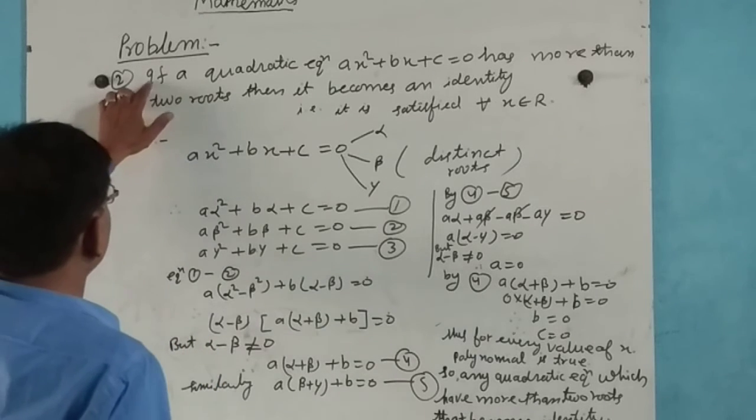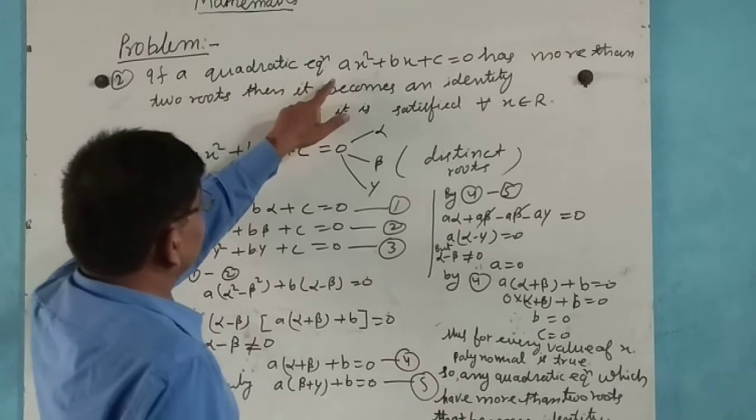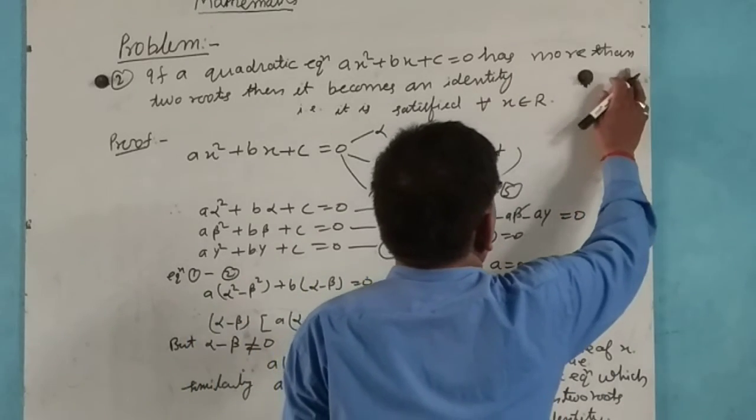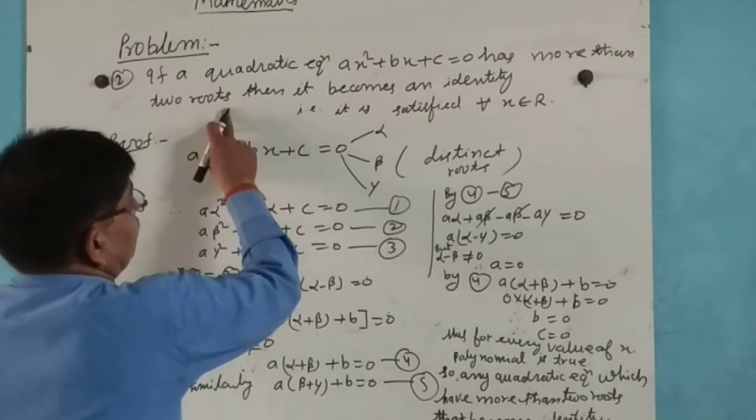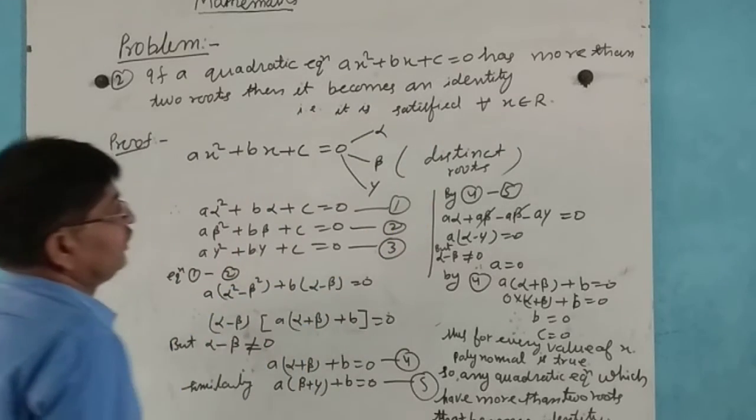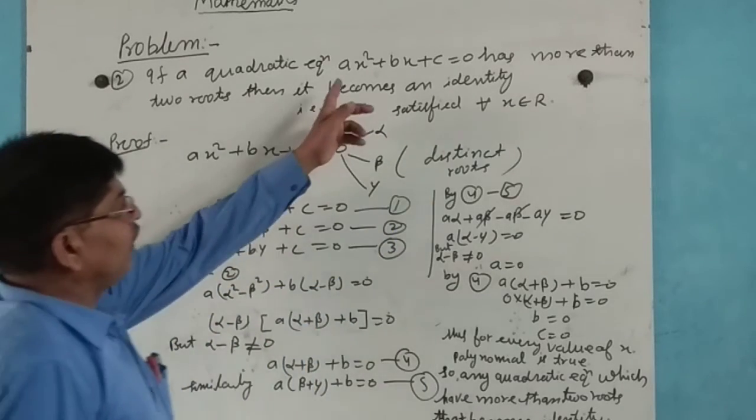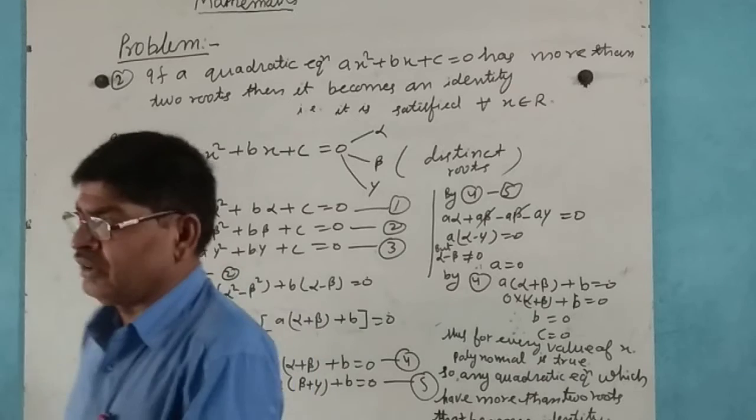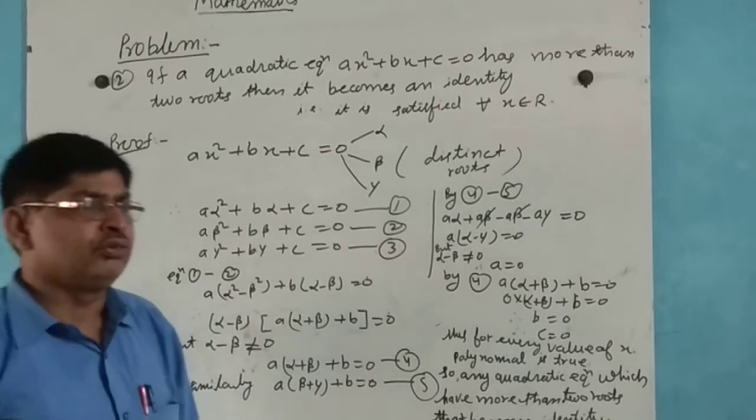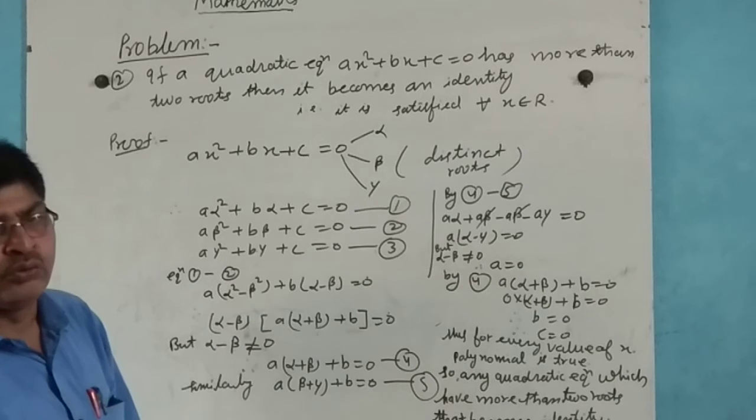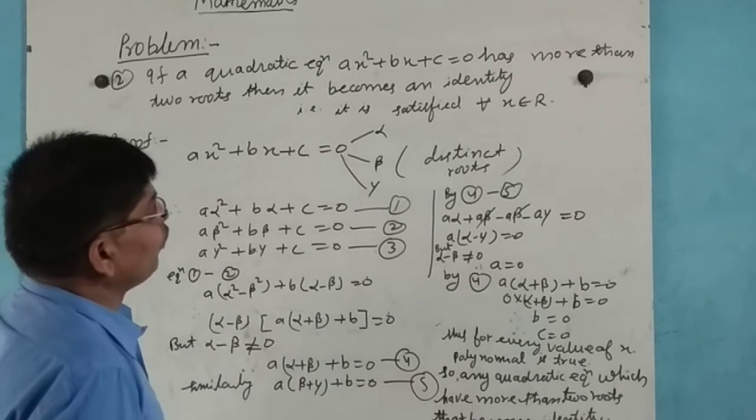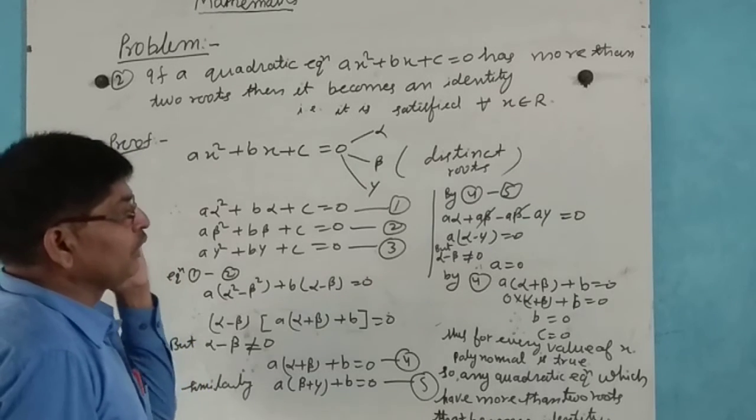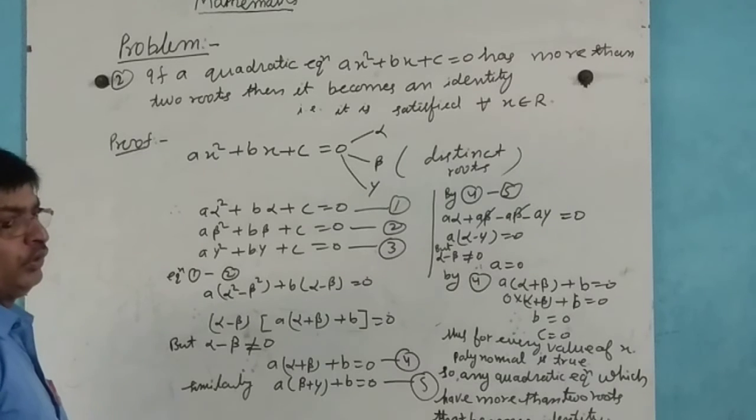In this problem, if a quadratic equation ax square plus bx plus c equal to 0 has more than two roots, then it becomes an identity. It means that this is a quadratic equation and the power of x equals 2, so its roots should be only 2, but here there are more than 2 roots, so then it becomes an identity.